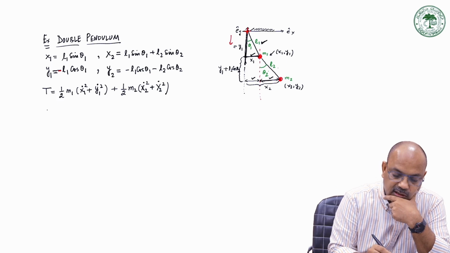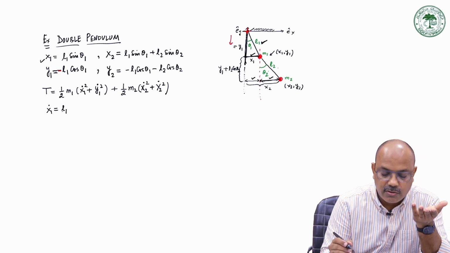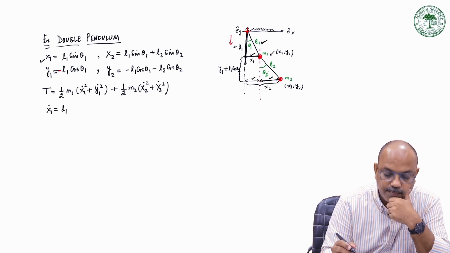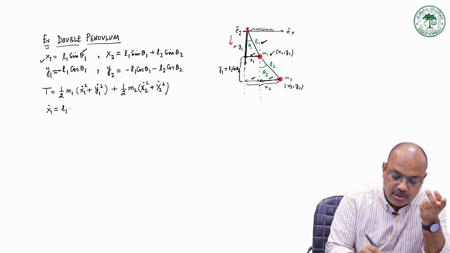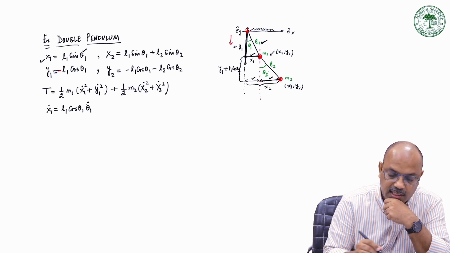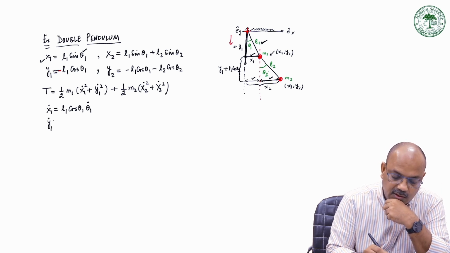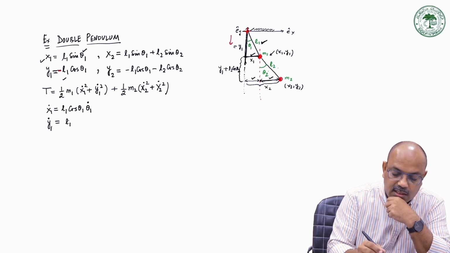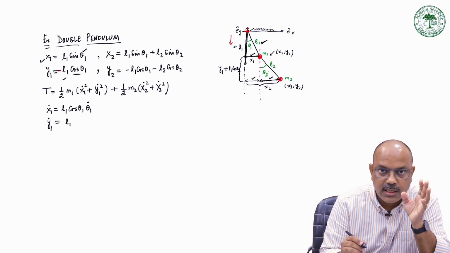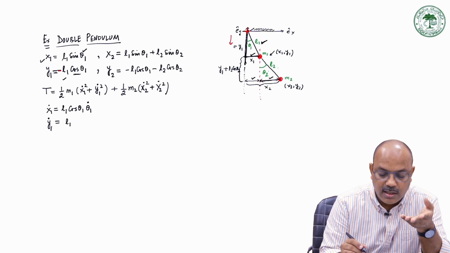Okay, so let's find x1 dot. L1 and L2 are constant, so they are not going to be differentiated. Then sin theta 1 is going to be cos theta 1 times theta 1 dot. And then y1 dot: you have L1, and cos theta 1 is going to be sin theta 1 with a negative sign.